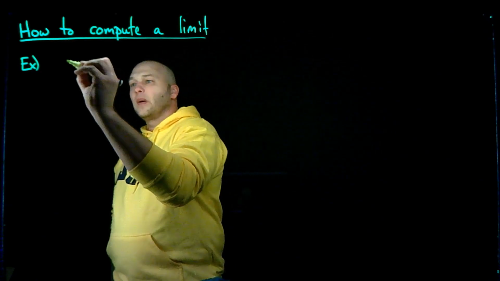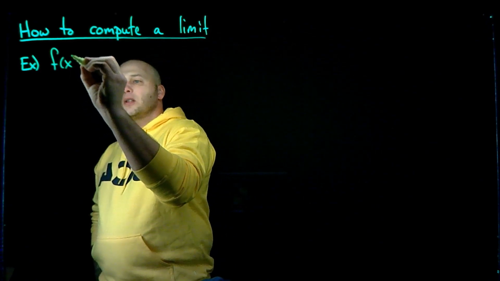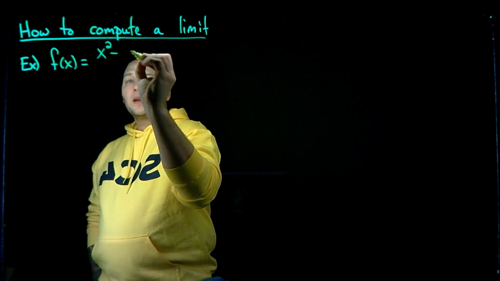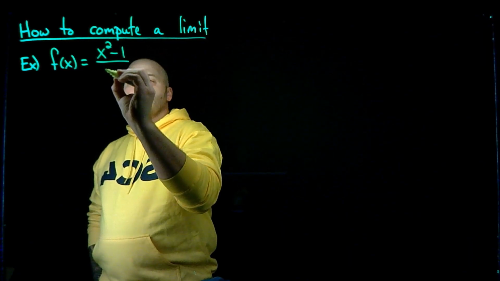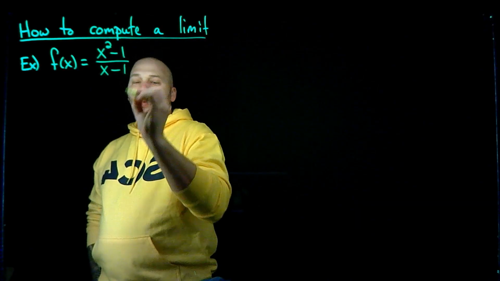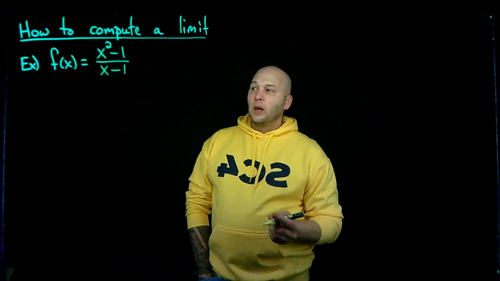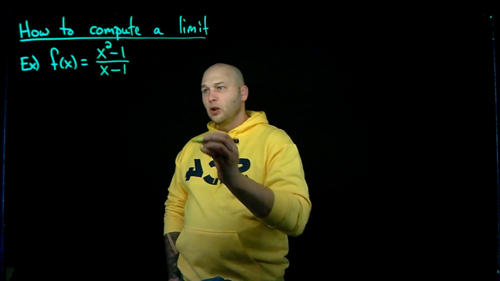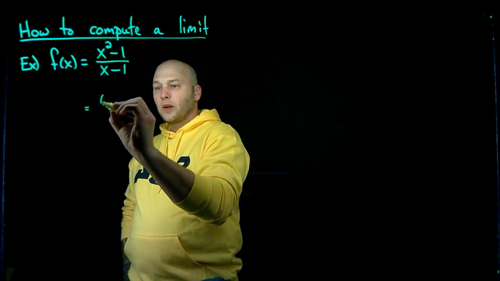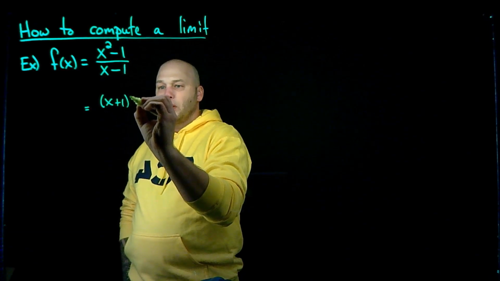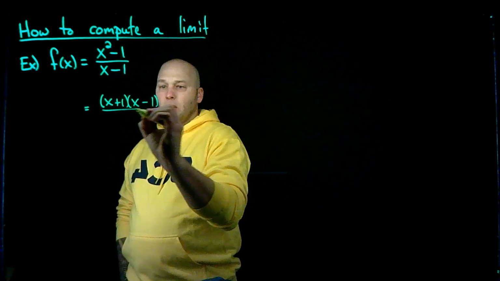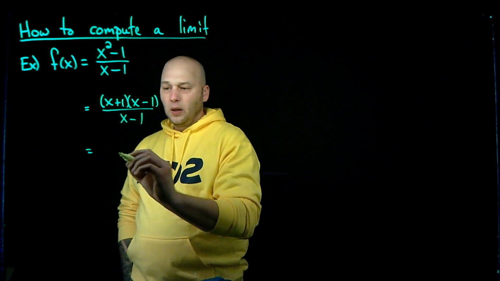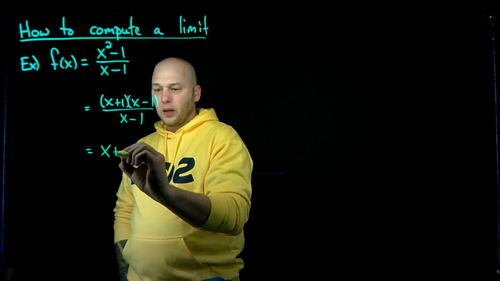Let's look at the following function. f of x is equal to x squared minus 1 over x minus 1. Okay? Now, this expression can be reduced, right? The numerator is the difference of perfect squares, so (x plus 1)(x minus 1) over x minus 1, and of course the x minus 1's cancel, reducing to x plus 1.